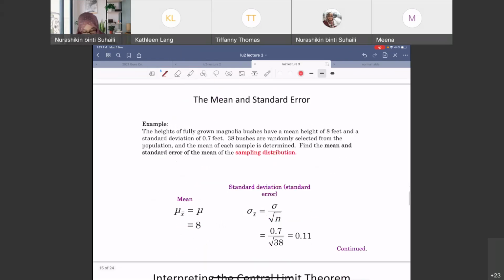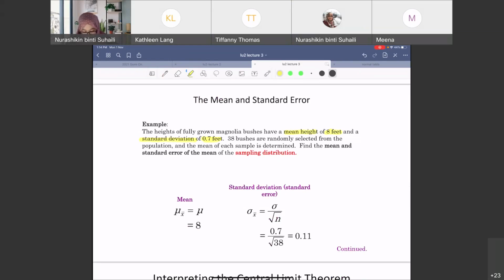Okay, so let's have a look at the question. So how to apply those theorems and also our understanding in sampling distribution. So given to you this problem, the heights of fully grown magnolia bushes have a mean height of 8 feet, and a standard deviation of 0.7 feet.